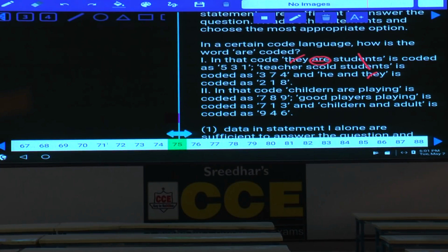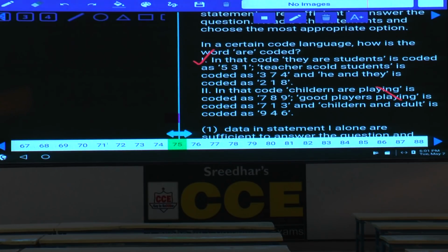And what is that code? We are not bothered about it. Clear now? Hence 1 alone is sufficient or not? 1 alone is sufficient. Then coming to the second, children are playing and good players playing. Playing is the word which is common between these two. And children are, now children is common between these two. Two words are common, one is left over, so one code will be left over. This is also sufficient. Then what is your answer here? Either 1 or 2, choice 3.